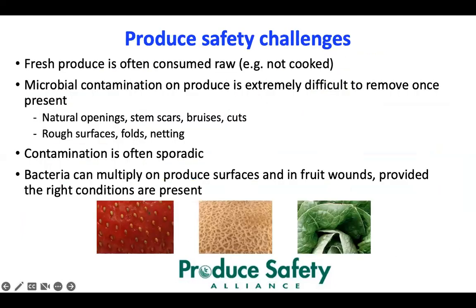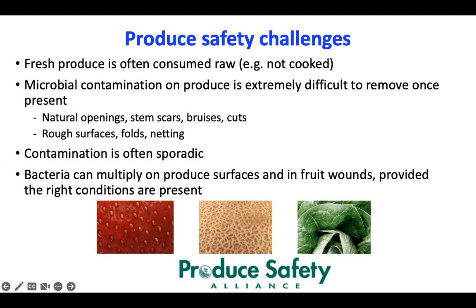Produce safety can be challenging for a number of reasons. Many fruits and vegetables are consumed raw, which means there are no cooking or kill steps to destroy pathogens that may be on the produce. Contamination events are often sporadic, affecting very small portions of the crop, so knowing contamination has occurred is very difficult. Microorganisms, as their name suggests, are not easily seen. You cannot really see them with your naked eyes, so contamination is virtually difficult to detect. Contamination is also usually present at very low levels.